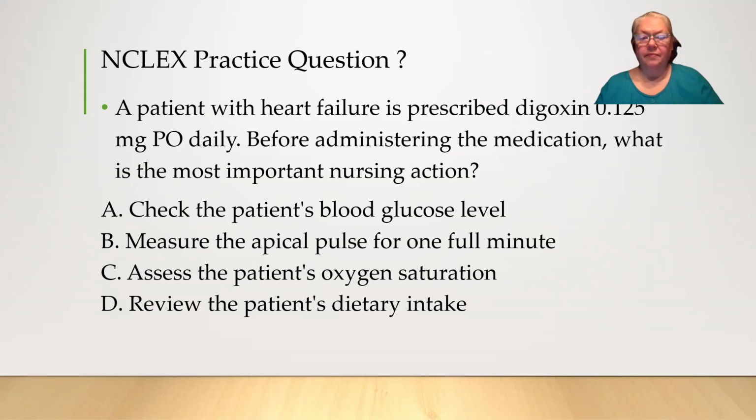If you said B, you are right. Measure the apical pulse for 1 full minute and make sure it's above 60. Do not give digoxin if the heart rate is less than 60. Make sure you contact that doctor. Because if you give it and the heart rate is too low, you're going to decrease their cardiac output. In reality, you're going to probably cause them less perfusion and you're going to cause problems.